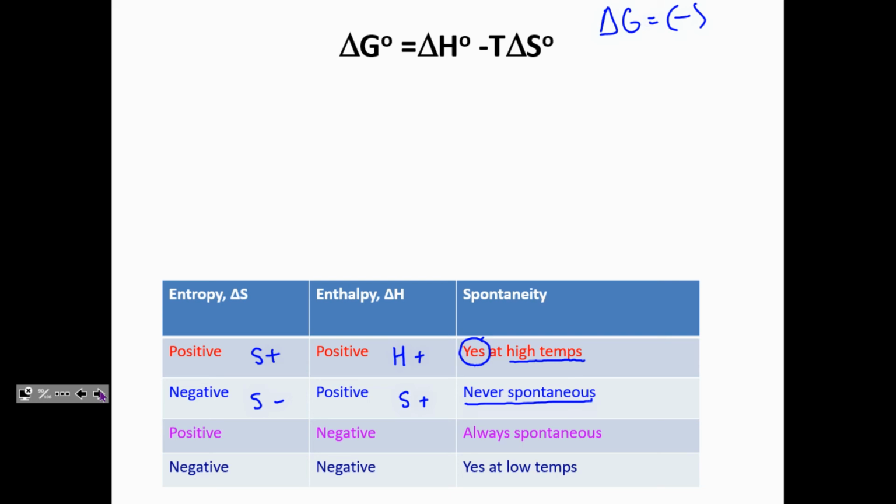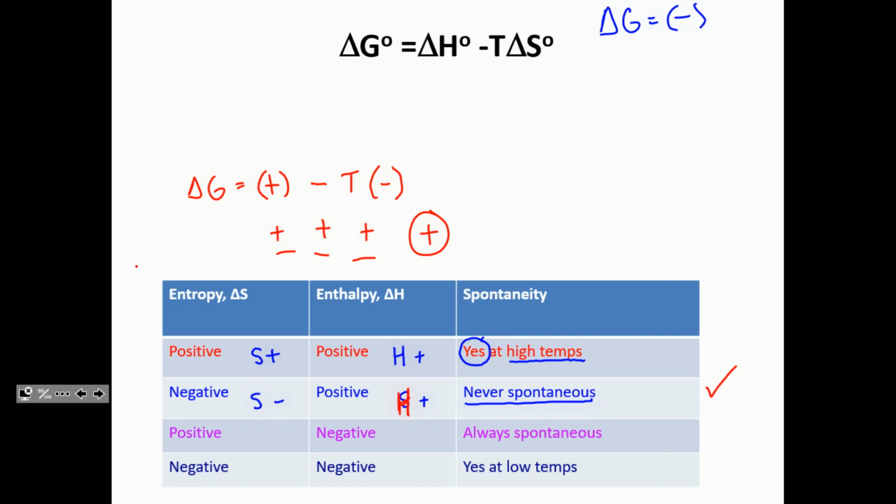And let me show you why up here. If we have a positive value for H and we subtract the temperature times a negative value, we will have a positive value plus a positive number. When we subtract a negative, we're adding. So no matter what the scenario is, delta G will always be positive. So this is an always situation.